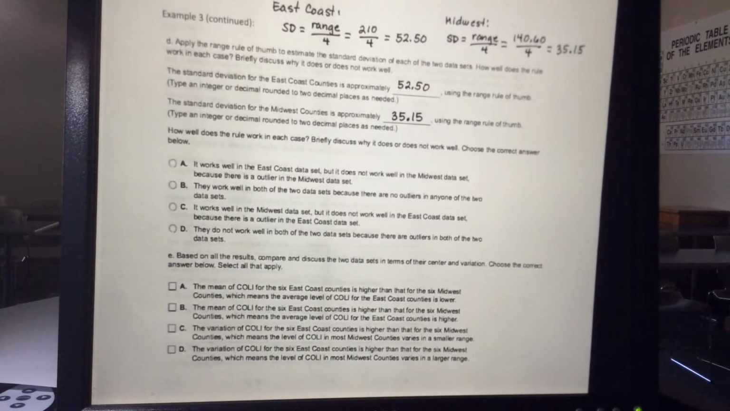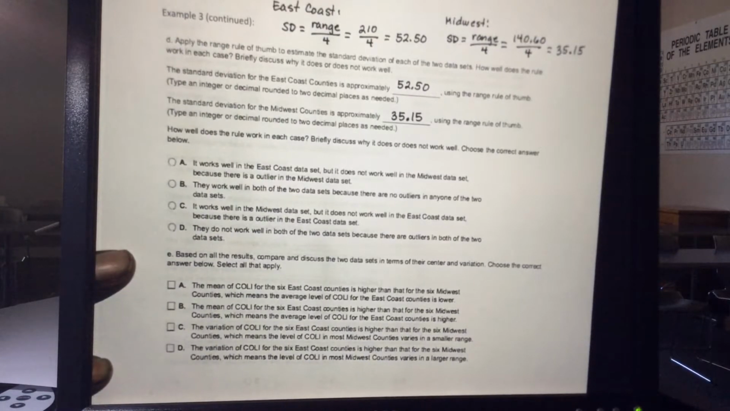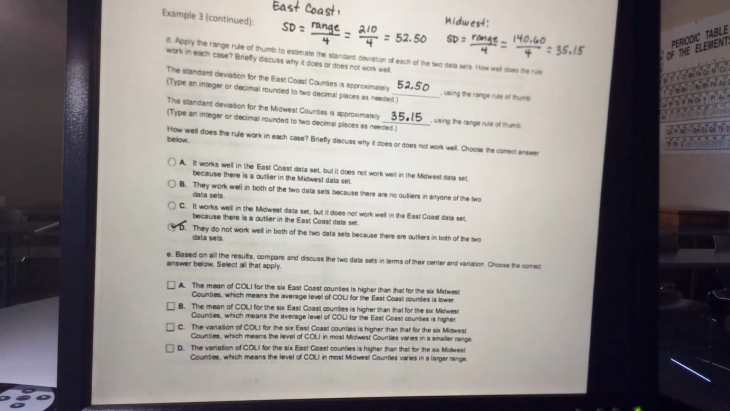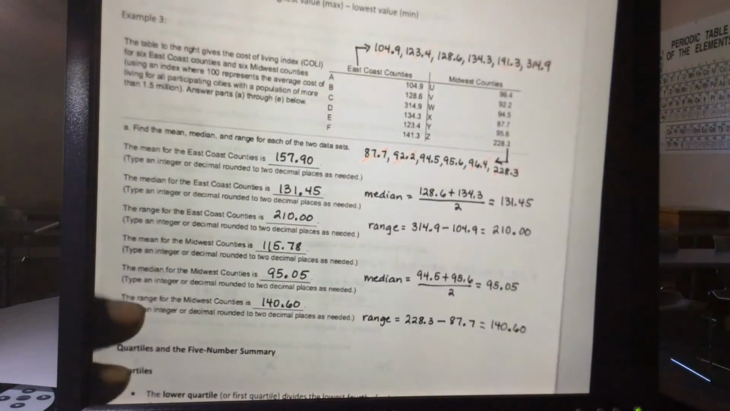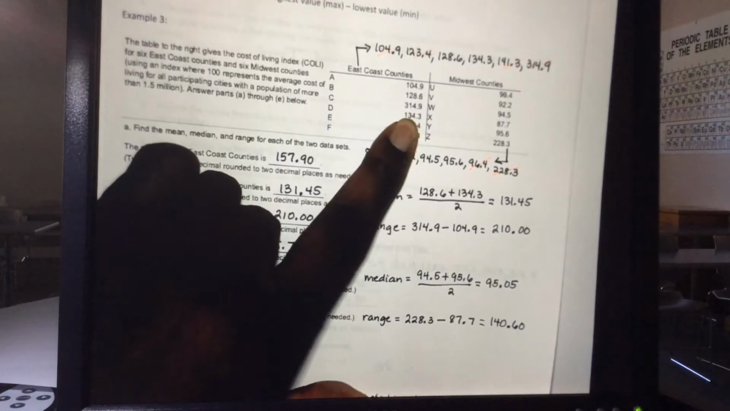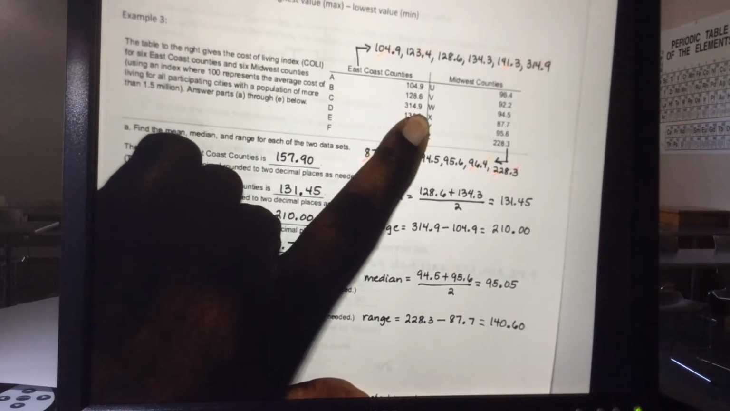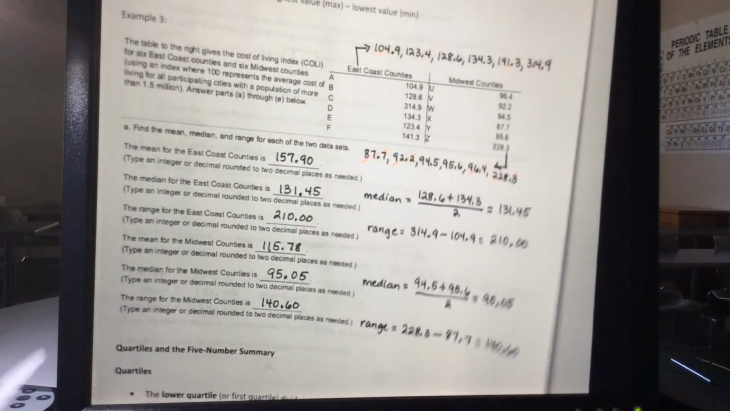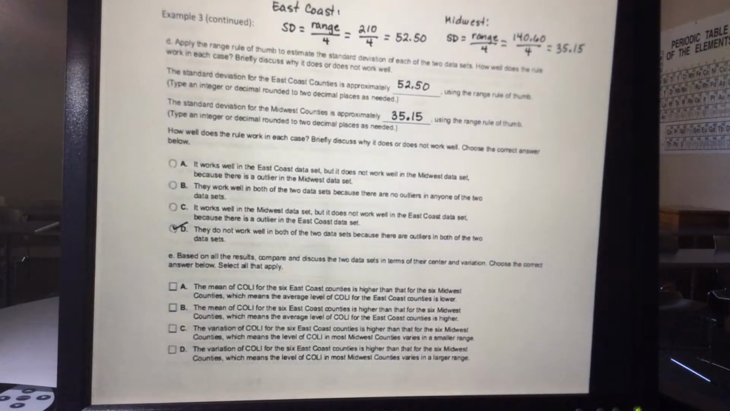And how well does the rule work in each case? In this case here, I would have to select answer D. And the reason for that is they do not work well in both of these two data sets because there are outliers in both of the two data sets. And if you notice in your data values here, in the East Coast counties, here's your outlier, 314.9 here. For Midwest counties, here's an outlier, 228.3. Those are far away from the other data values in that data set.